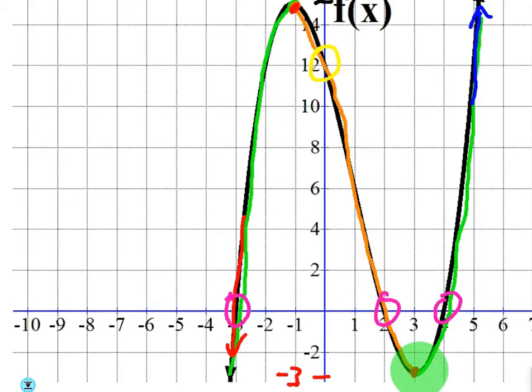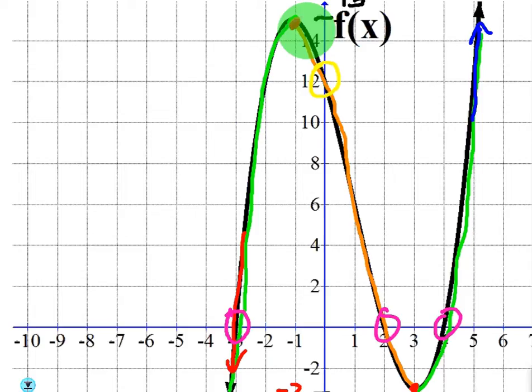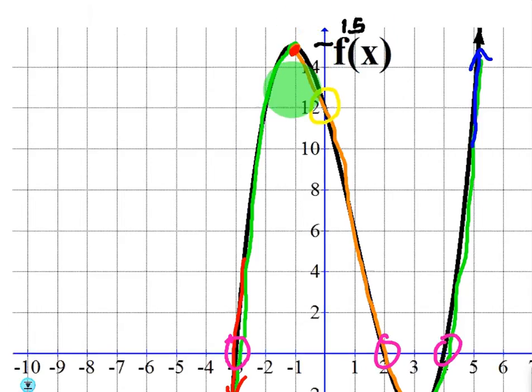Can anybody tell me what relative minimum means? The definition? Okay, it's lower than all the points to the left and right. It's not the absolute lowest point, right? Because there's points over here that are lower. But it's lower than the points around it. And then the relative max is a point that's higher than all the points around it. So the relative max would be negative 1, comma, looks like 15.